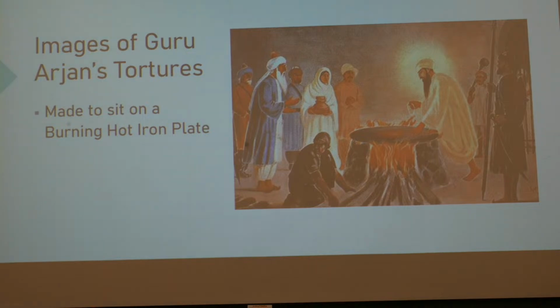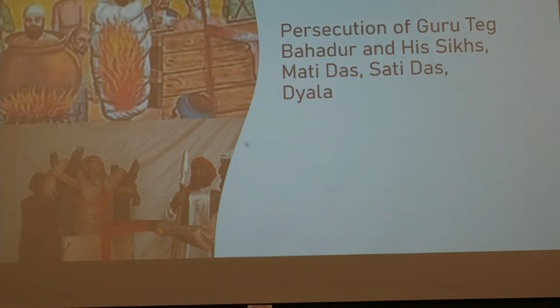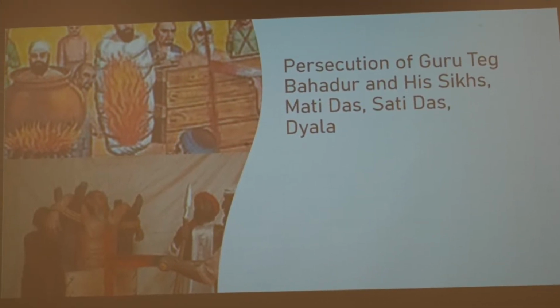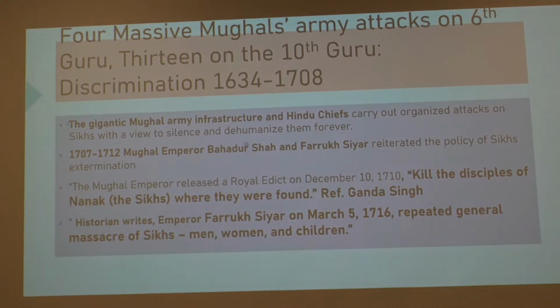So the ideological basis of hatred determined polarization and persecution. In 1675, the 9th Guru and his 3 followers were executed for standing up for their Sikh beliefs. In 1704, the 10th Guru's sons, aged 5 and 7, were bricked in alive, and several thousand were killed by tortures. These images show how, before the Guru's death, one of his first 3 followers was sought out, set on fire and boiled. And then the Guru himself was beheaded.